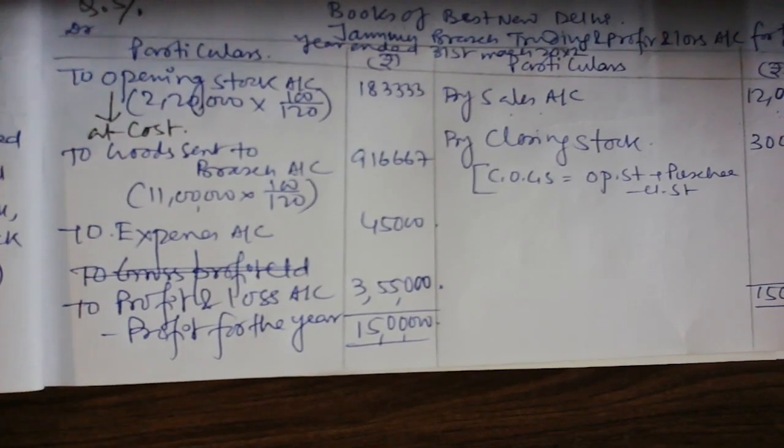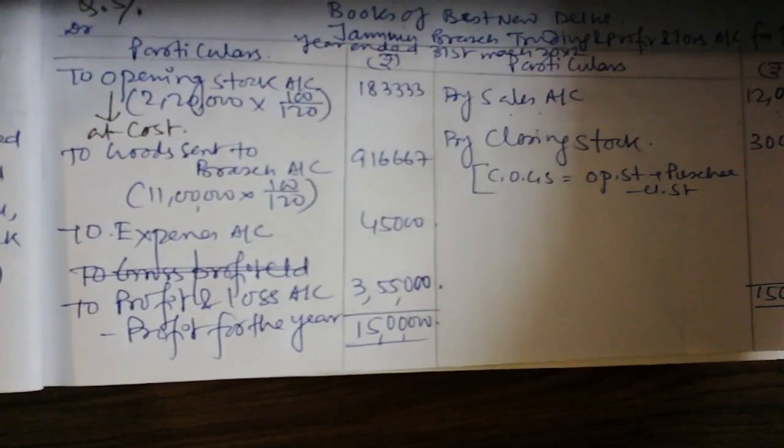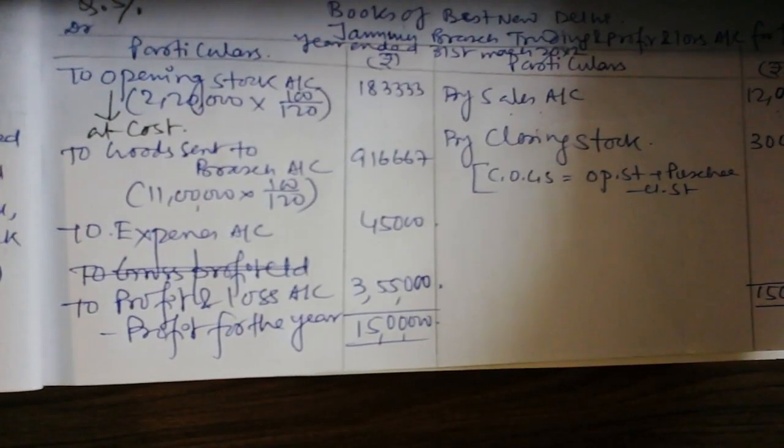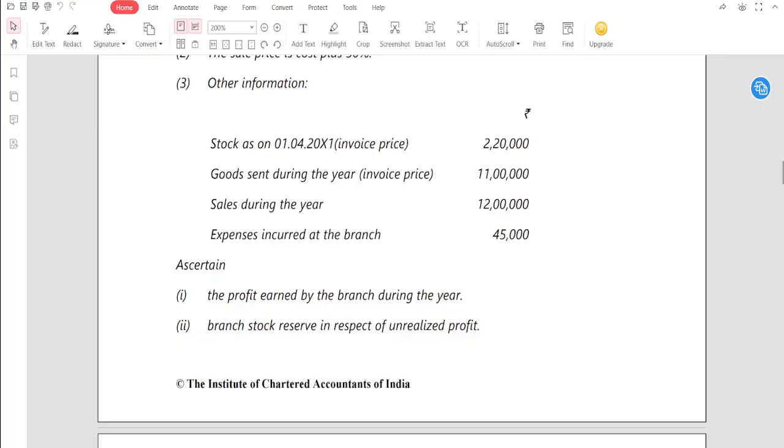Now see, the next question that I have is, देखिएगा एक बार please. क्वेश्चन क्या पूछा है सर? What is a branch stock reserve in respect of unrealized profit? It means whatever closing stock I already have, what is the unrealized profit in it? That's what they wanted to know from me.